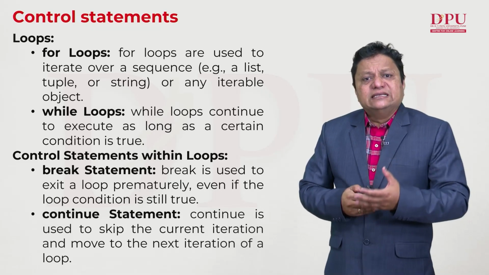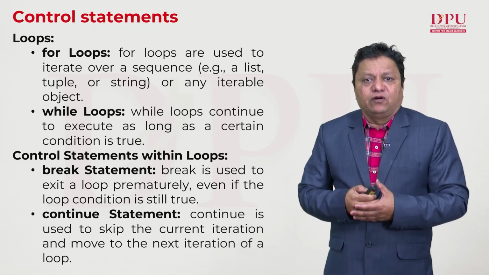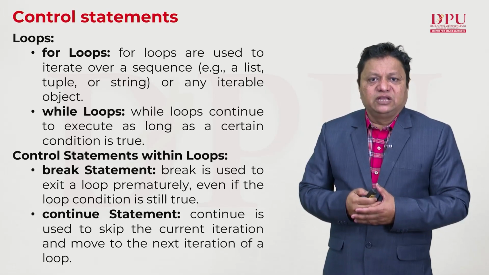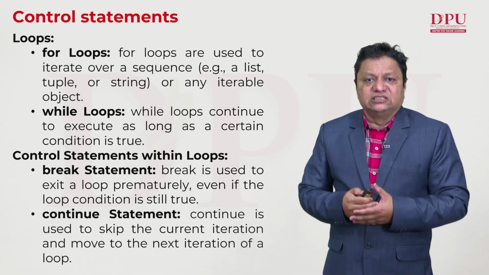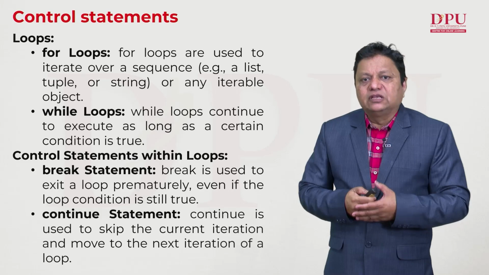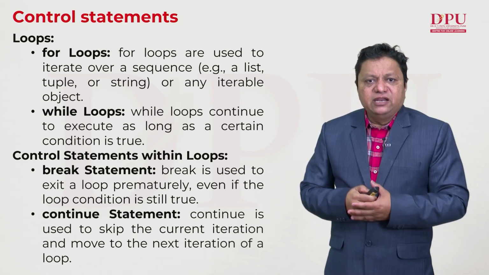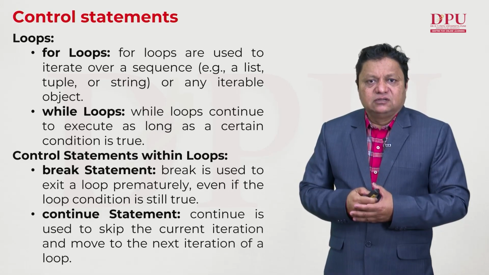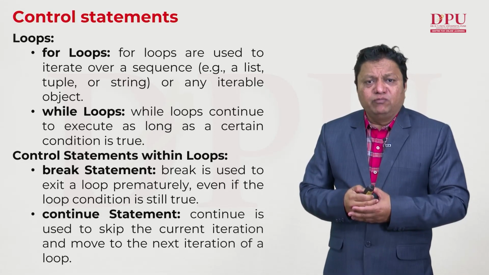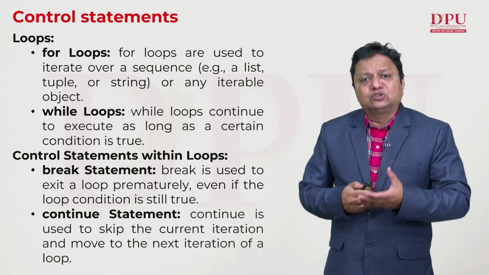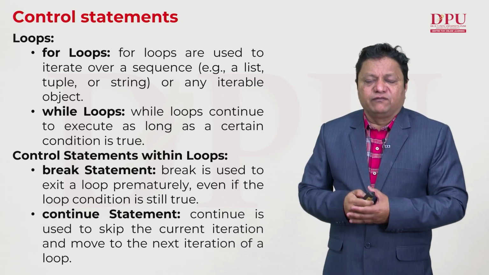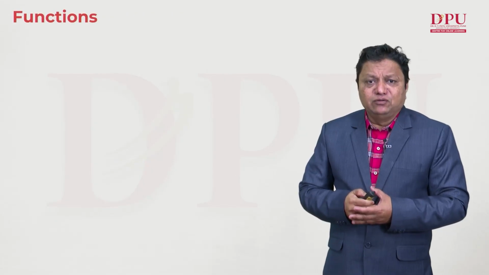So if you want to skip a statement for a particular iteration, then I will use the continue statement so that the control will be transferred to the next iteration. So break and continue are again conditional statements. The break is used to prematurely exit from the loop, whereas continue is used to skip a particular iteration. So this is the use of break and continue.